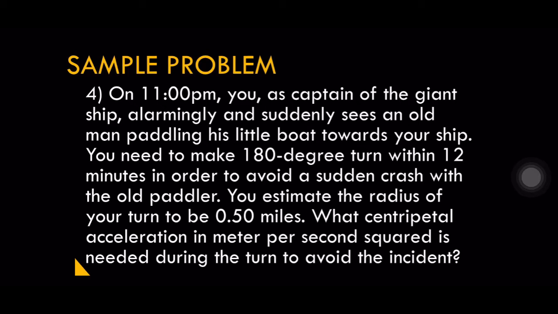Fourth problem. So we have here, at 11 p.m., you as a captain of a giant ship suddenly see an old man paddling his little boat towards your ship. So you need to make a 180-degree turn within 12 minutes in order to avoid a sudden crash with the old paddler. So you estimate the radius of your turn to be 0.50 miles. What is the centripetal acceleration in meters per second square needed during the turn to avoid the incident?